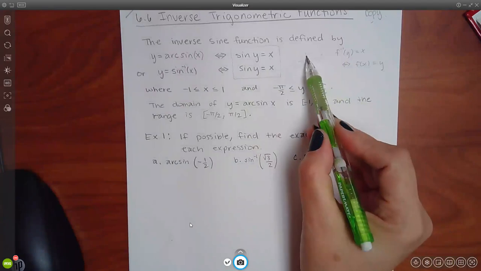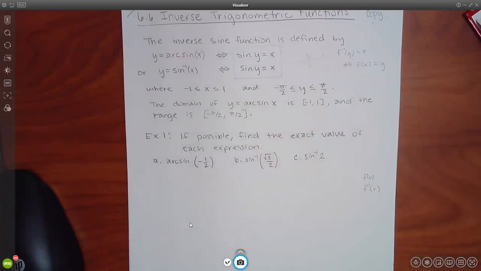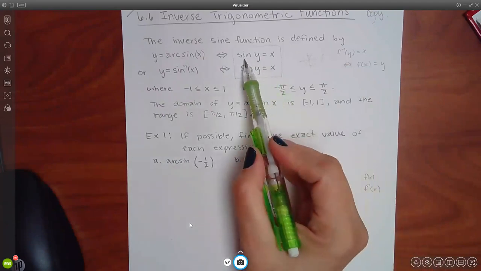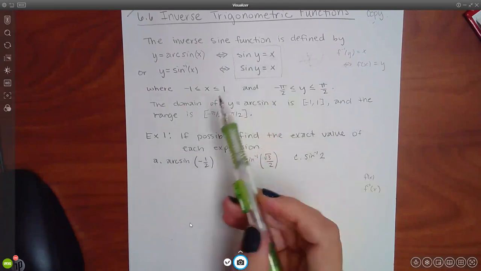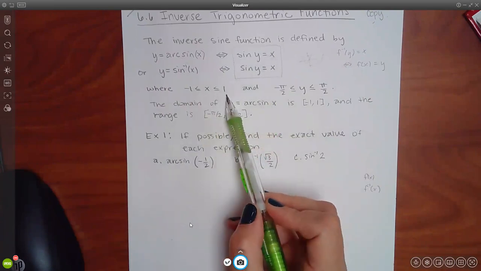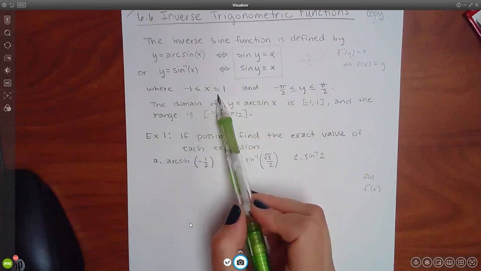And the highest value you could have and the lowest value you could have were 1 and negative 1, right? So I know that when I take the sine of the angle, this value that I get has to be a number between negative 1 and 1, okay? That's why this is there.